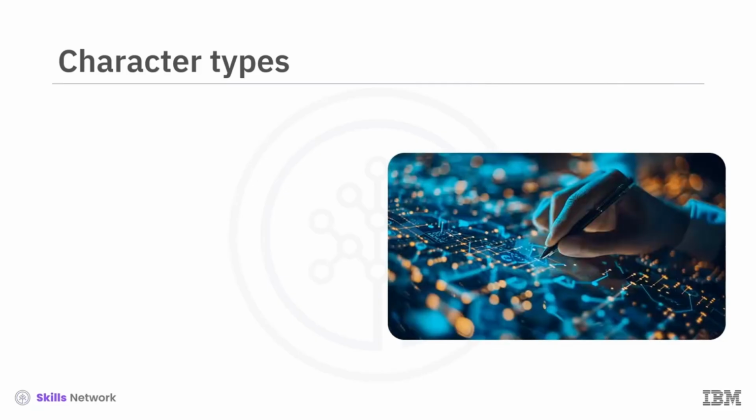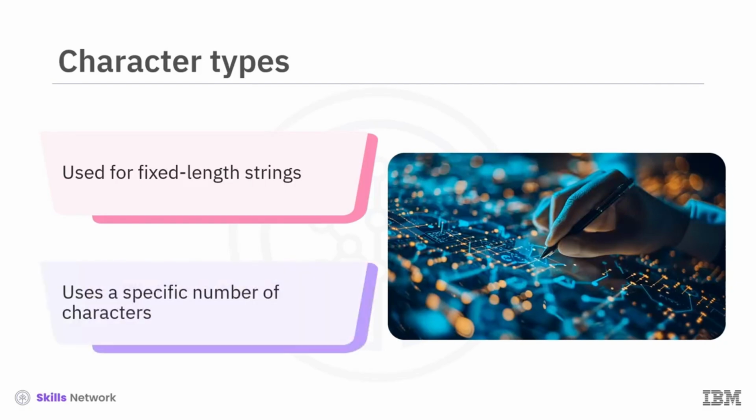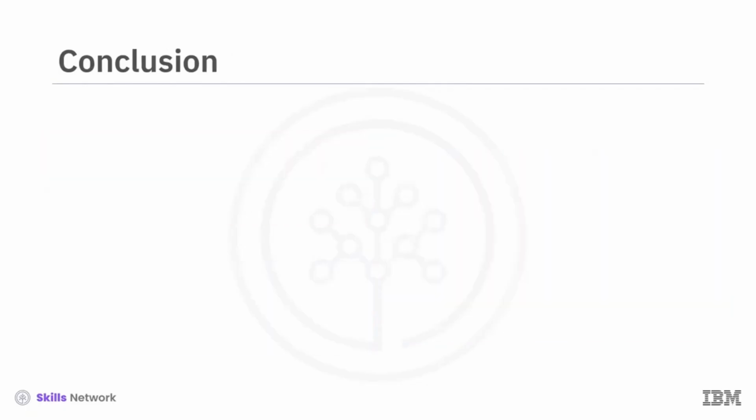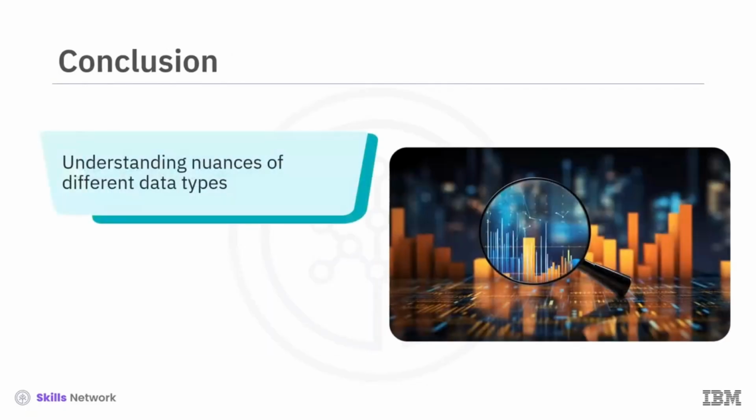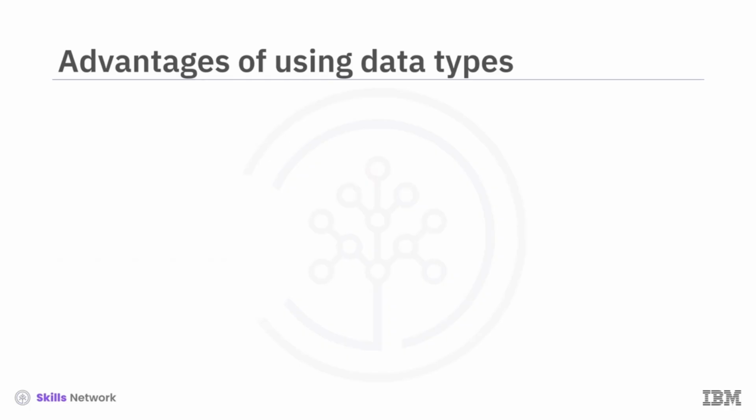Char is another character data type used for fixed-length strings. Unlike varchar, char always uses the specified number of characters, padding the value with spaces if necessary. Understanding the nuances of different data types and their implementation across various database platforms is key to efficient database design and data storage. Always choose the data type that best suits the nature of your data and the requirements of your database system. Using the appropriate data type provides many advantages.